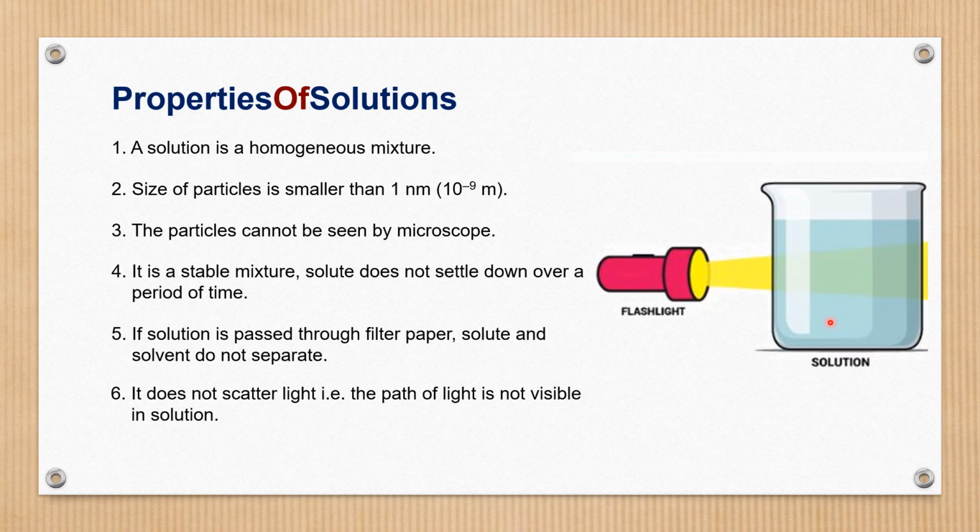Why? Because here there are no visible particles. If there are any visible particles, those particles scatter the light, and that time we can see the light. But in true solutions, for example salt solution or soda water, we cannot see the path of light, or we can say it does not scatter light. These are the properties of solutions.